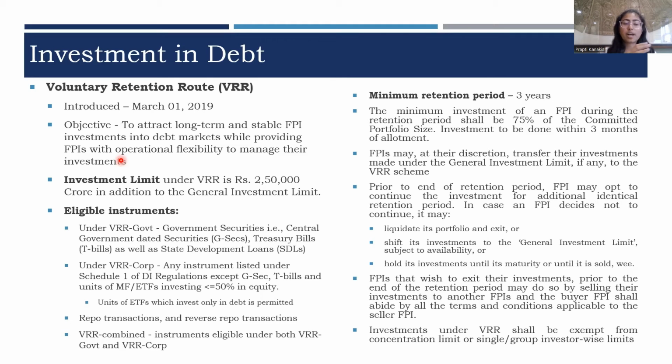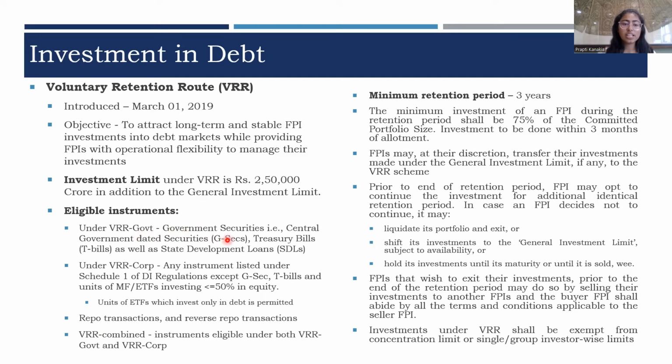Under the medium-term framework, a maximum cap or a maximum limit for investment is provided for FPIs. That means under GSEC, the FPIs can invest up to a certain investment amount. Here, the investment limit is in addition to the general investment limit. That is, under the VRR framework, the FPIs have an additional investment amount of 2,50,000 crores to invest in debt instruments. And this 2,50,000 crore additional investment limit is divided into VRR government, VRR corp, and VRR combined.